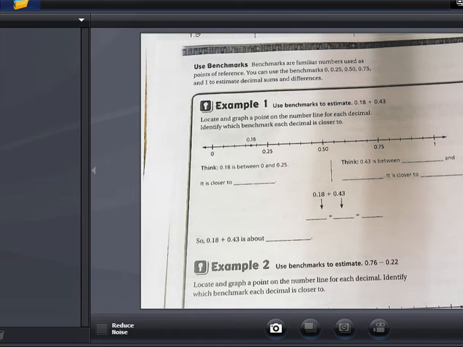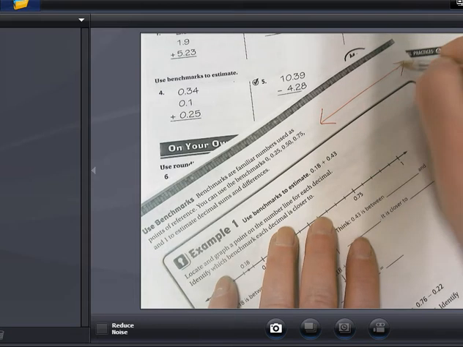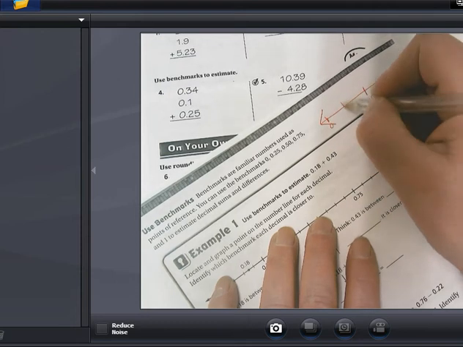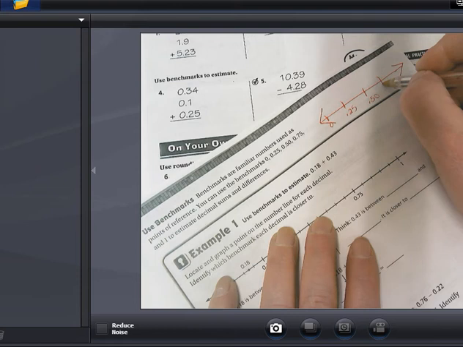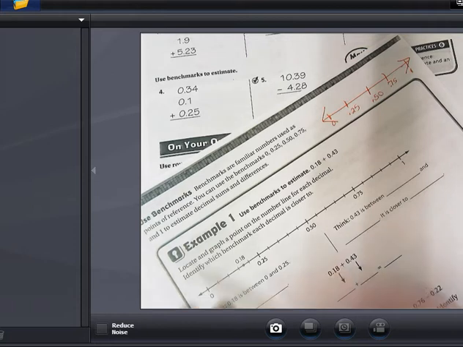Alright, in the video that you watched earlier, benchmarks. Benchmarks are familiar numbers used as a point of reference. You can use the benchmarks 0, 25 hundredths, 50 hundredths, 75 hundredths, and 1 to estimate decimal sums and differences. Alright, please go back into your journal, and I want you to make a number line underneath benchmark, and put 0, 25 hundredths, 50 hundredths, 75 hundredths, and 1 whole, so that you remember that when they ask for benchmark, that's what you're doing.